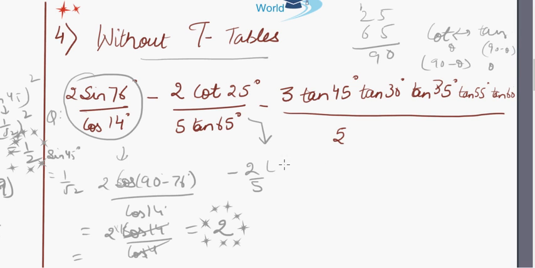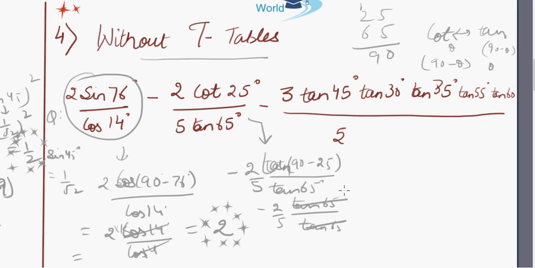So here it has become 90 minus 25 degrees over tangent 65 degrees. That is minus 2 by 5. Here it will be tangent, so tangent 65 degree over tangent 65 degree. These will cancel to get the answer 1, and we are left with minus 2 by 5 only as the reduced value of the second part.